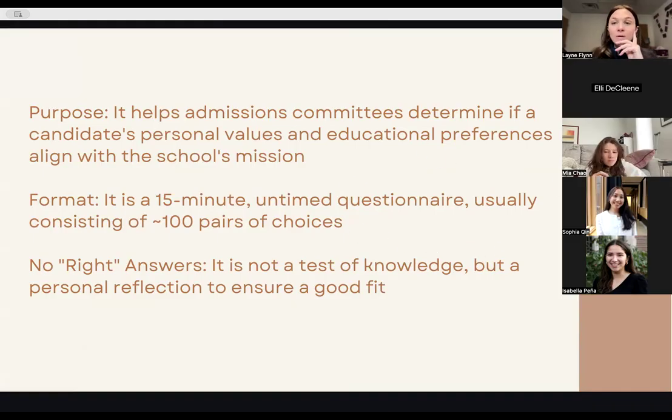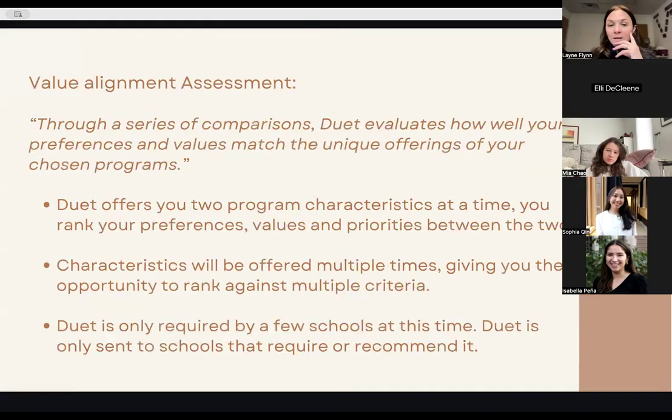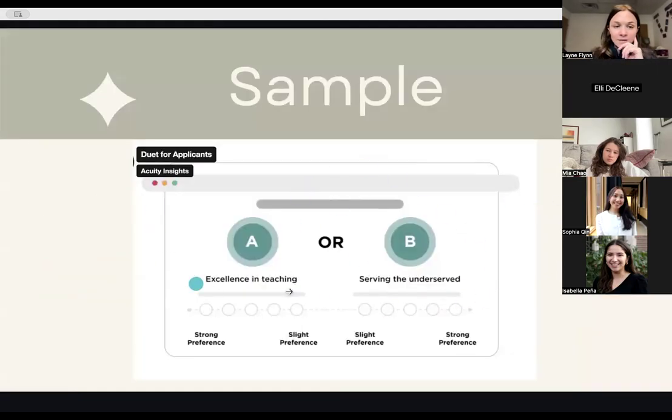But just so you know, there's even less you can study for. It's 15 minutes. It's aligning what values are important to you with schools. So there are no right answers. There are no study methods. I'll show you a sample. If you're doing this mission alignment, you may say, okay, excellence in teaching is important to me, serving the underserved, and then you scale it. And that's really it.